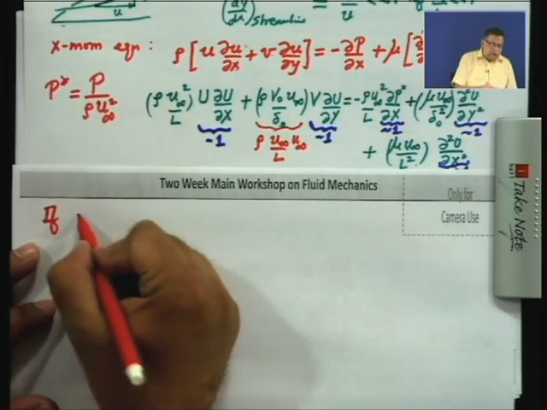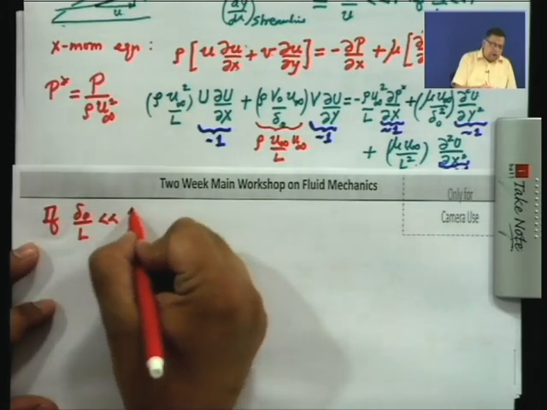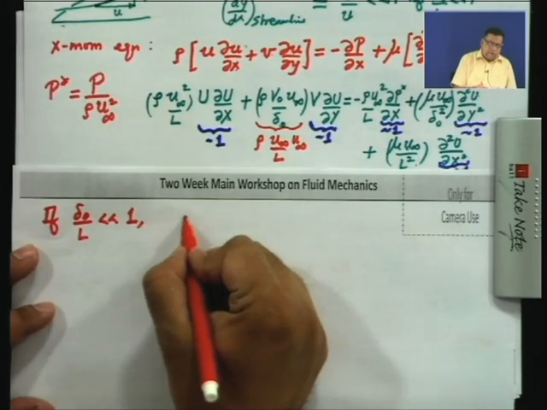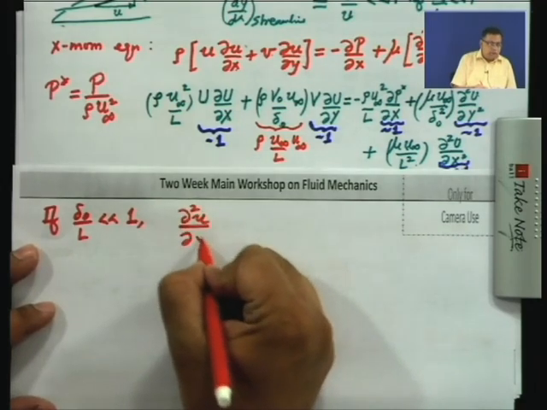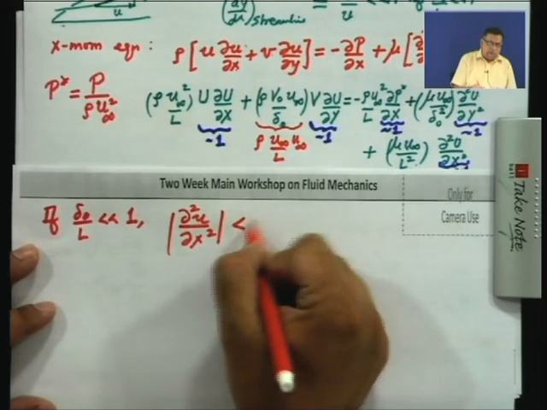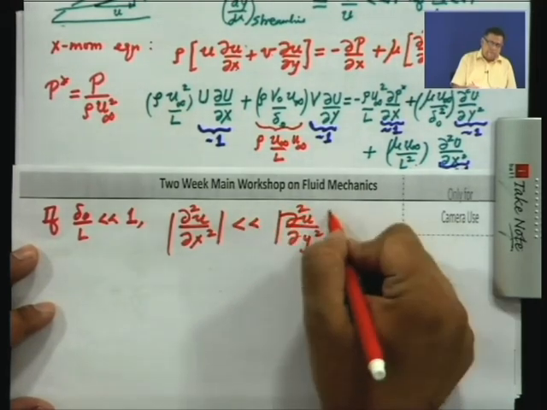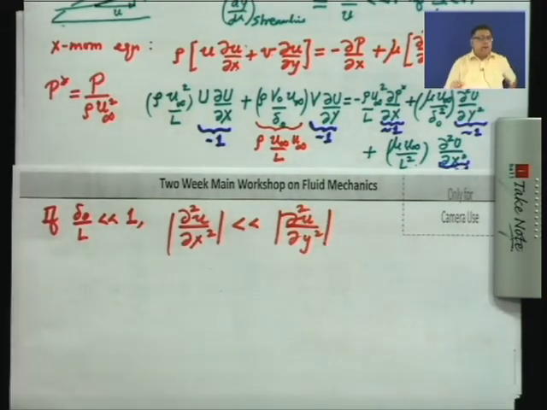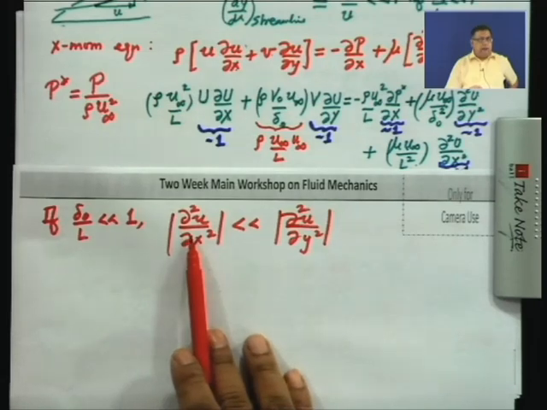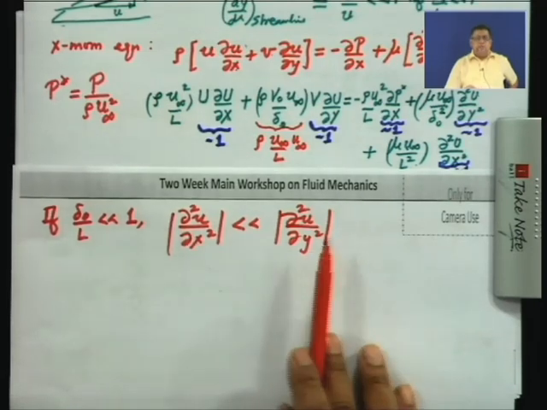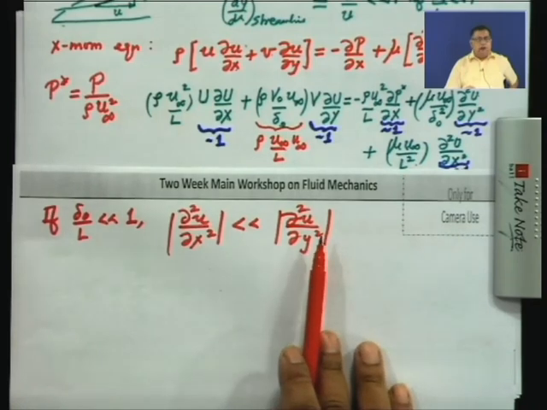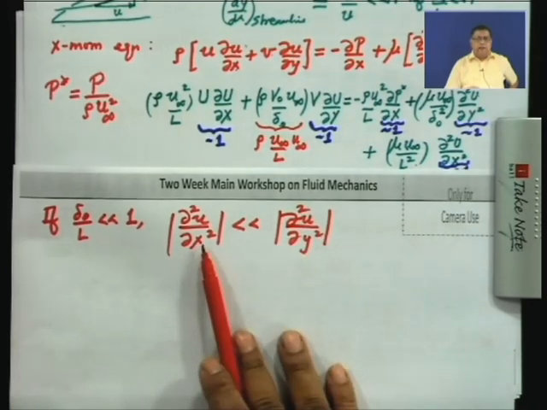So, if delta naught by L is much less than 1, then the magnitude of del 2 u del x squared will be much less than del 2 u del y squared. Physically it means that if the boundary layer is thin, the second derivative with respect to y is large, much larger than the second derivative with respect to x. Physically, this represents momentum diffusion in the y direction, and this represents momentum diffusion in the x direction.